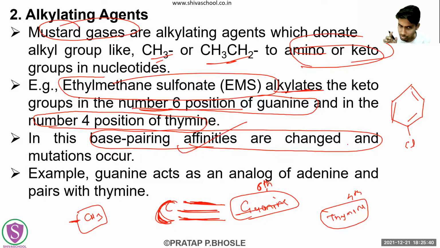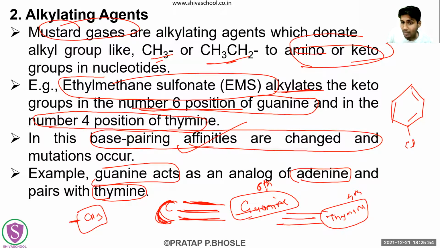Now that problem ultimately means the mutation. So the alkylated guanine is going to act as an analog of the adenine and pairs with the thymine. So यहाँ पर क्या हो रहा है? Actually the guanine is not pairing with the cytosine. The guanine is actually pairing with the thymine. This is the problem. We don't want this. ये हमें नहीं चाहिए. We want adenine to pair with the thymine and guanine to pair with the cytosine. But this is not occurring here.